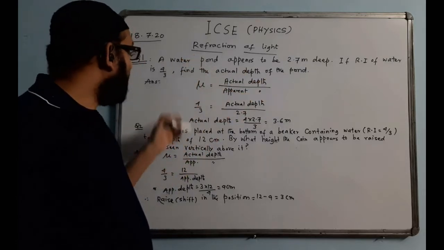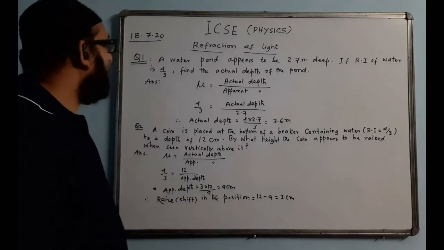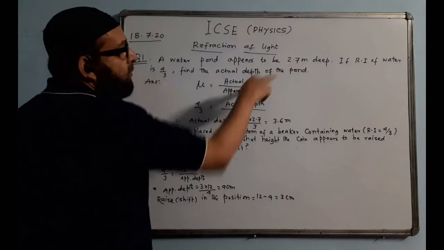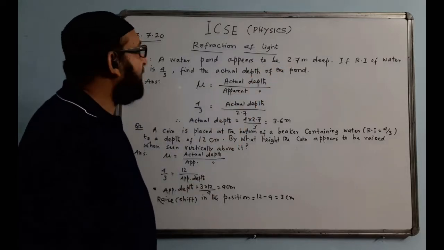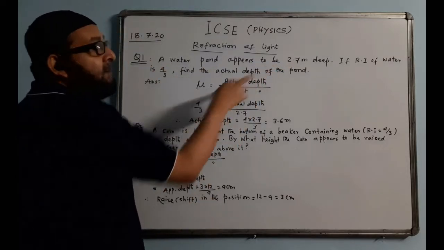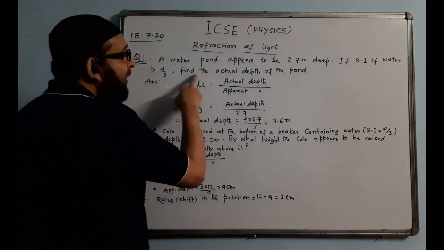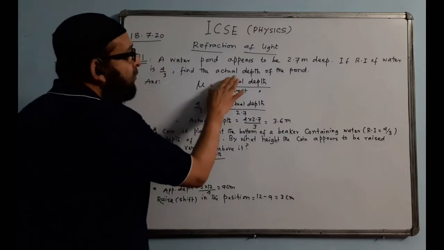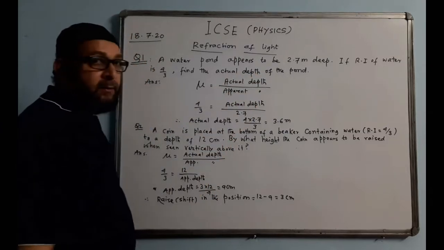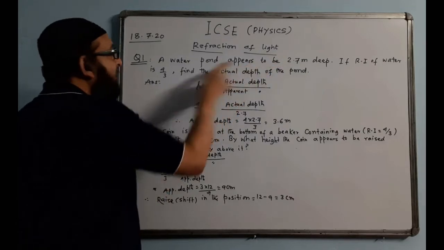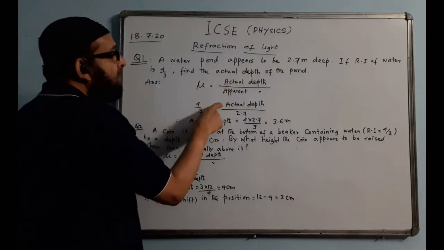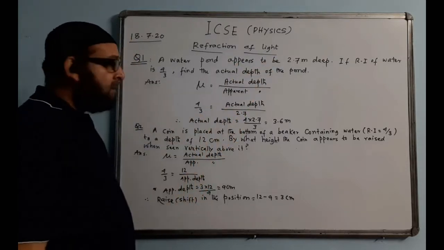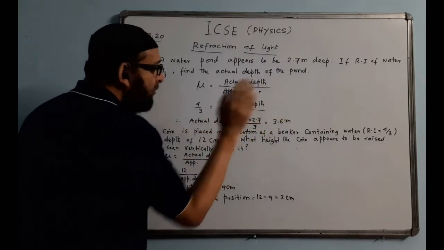So you can see these two problems I have taken from the book only. First problem says a water pond appears to be 2.7 meter deep. If refractive index of water is 4 by 3, RI is refractive index, find the actual depth of the pond. Formula is simple, mu is equal to actual depth or real depth by the apparent depth. Put the value of refractive index, that is 4 by 3. Actual depth we have to find. Apparent depth is given 2.7. And find the answer. Now actual depth is equal to 3.6 meter.